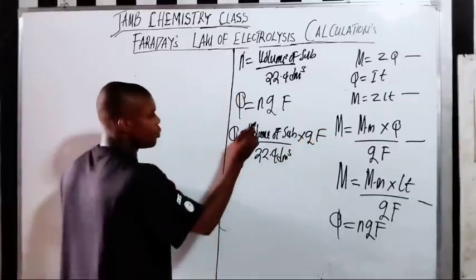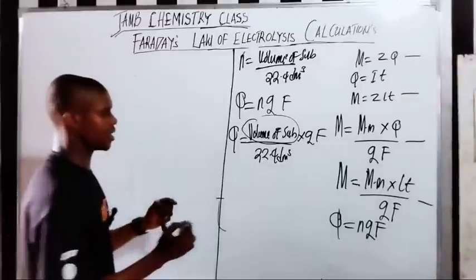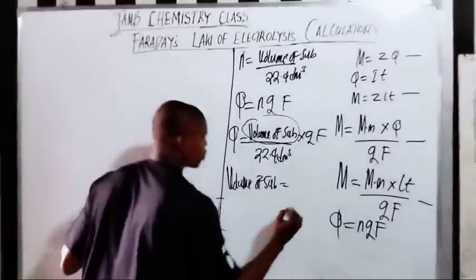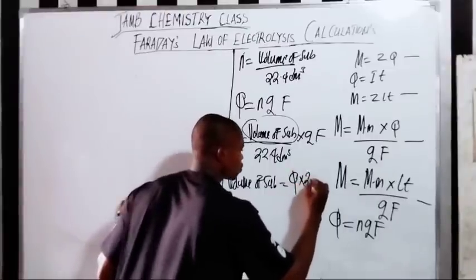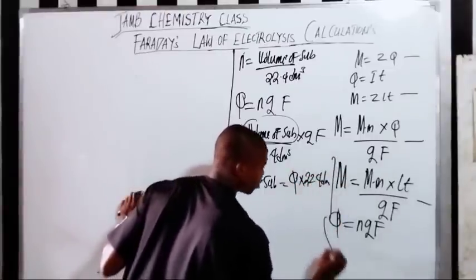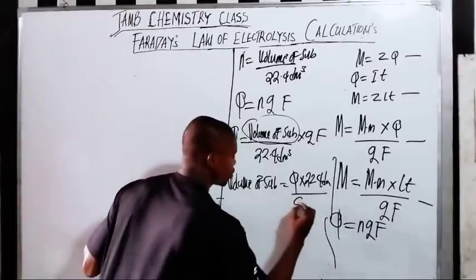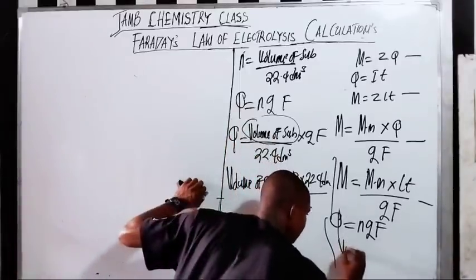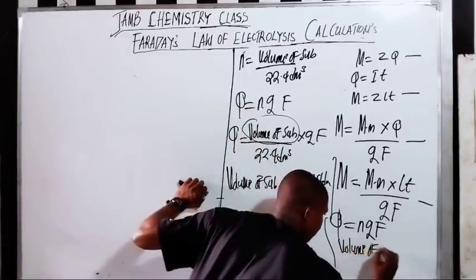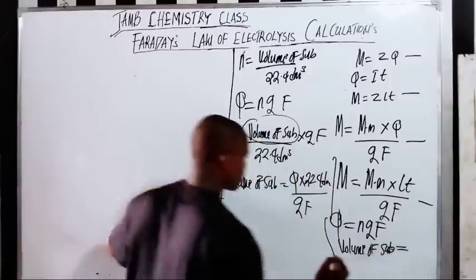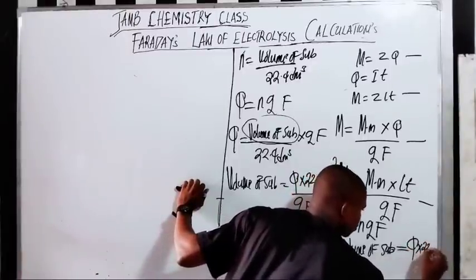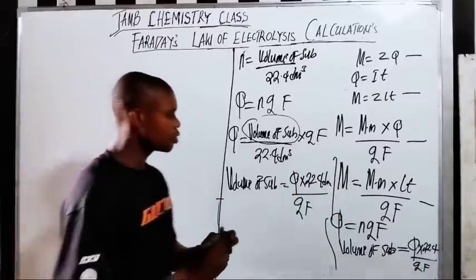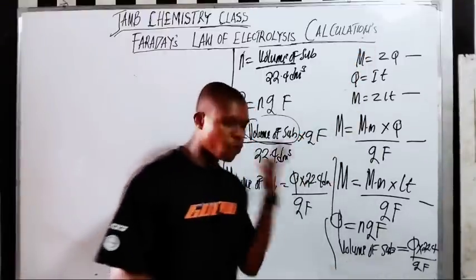Now, if I make the volume of substance the subject of the formula, volume of substance is equal to Q times 2.4 dm³, let me just demarcate this one here, over QF. Very important. So we now have another formula that says volume of substance is equal to Q times 2.4 over QF. That is it. So we now have all these formulas to solve questions.